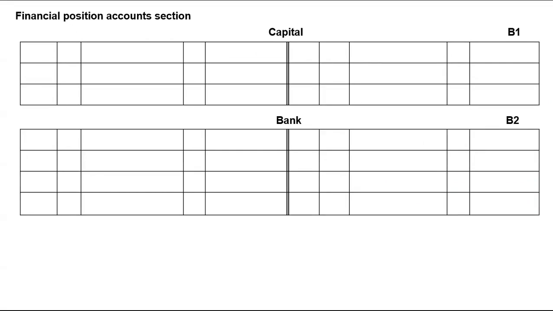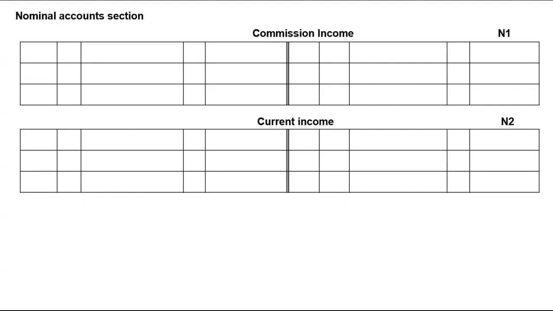Okay. Now, the second part is what we call the nominal account section. In the nominal account section, you put all your expenses and all your income. So nominal accounts 1, which is the first account under the nominal accounts section, will be commission income. That's why we named it N1. The second account is current income. That's why we named it N2.